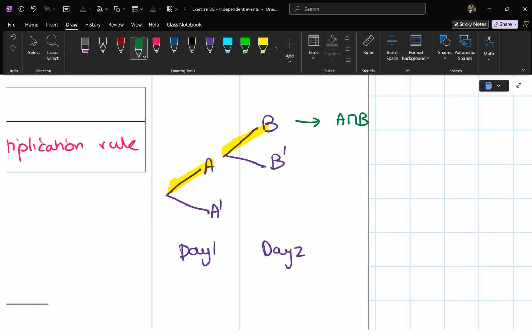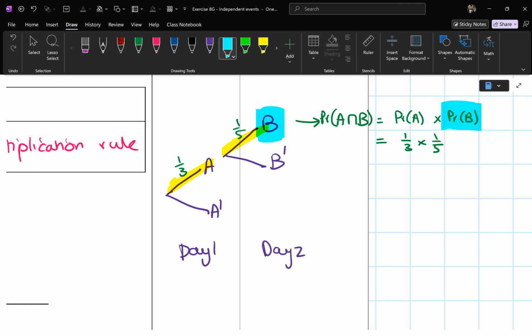And so how would you have worked that out? If this was 1/3 and this is 1/5, you would have said the probability of A intersection B is probability of A times probability of B. You would have done that in Year 7, and that's called the multiplication rule. So you would have done 1/3 times 1/5, okay? But in Year 7, there was a key component that was overlooked, which is this bit. The probability of B is not just B. Technically, this is actually B given that A had occurred. That's what that second branch technically represents. It's B given that A has occurred.